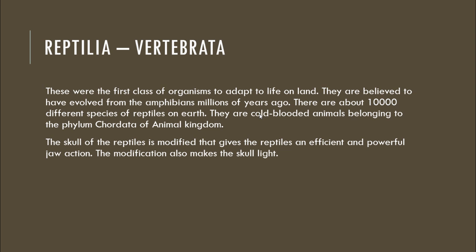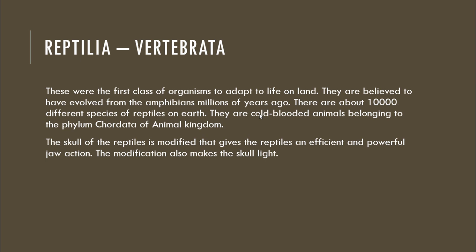So reptilia now. These were the first class of organisms to adapt to life on land. They are believed to have evolved from the amphibians millions of years ago. There are about 10,000 different species of reptiles on Earth. They are cold-blooded animals belonging to the phylum Chordata of animal kingdom. So that's the last one we're discussing actually.